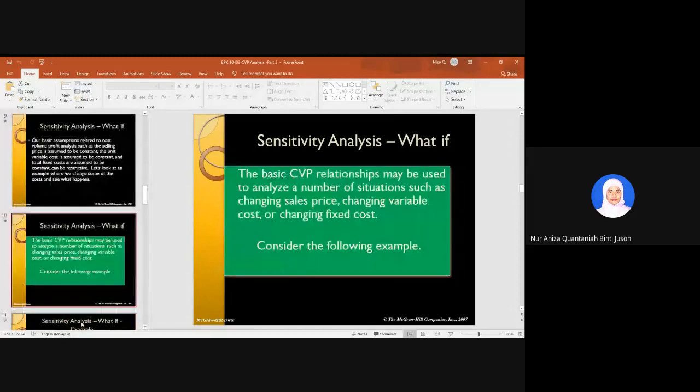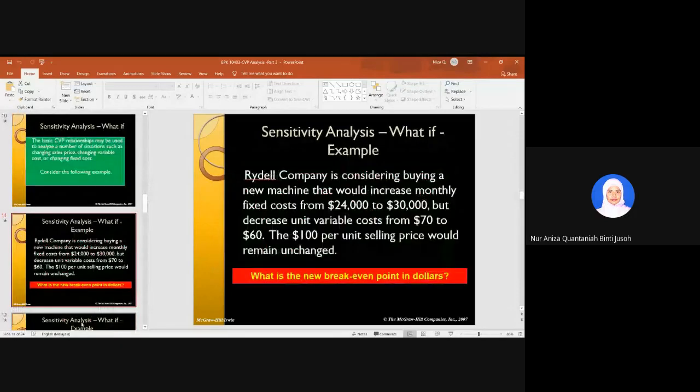Consider the following example for what if analysis. Rydell is considering buying a new machine that would increase monthly fixed cost from 24,000 to 30,000. It states here, if Rydell buys a new machine, the fixed cost will increase to 30,000. Now the fixed cost is 24,000, but if Rydell chooses to buy the machine, it will increase to 30,000. At the same time, unit variable cost will reduce from 70 to 60.